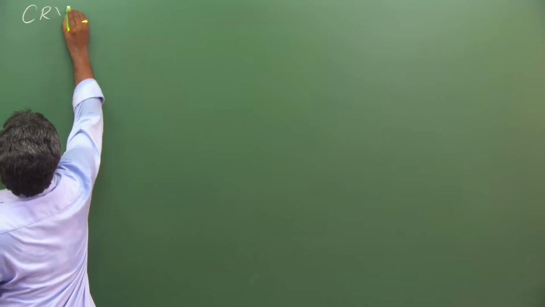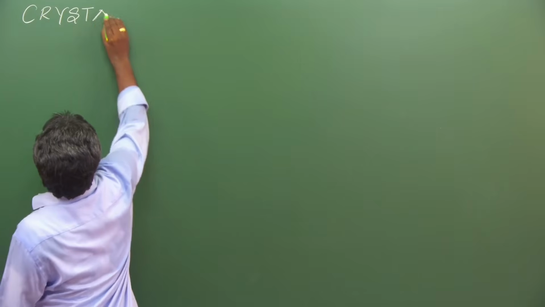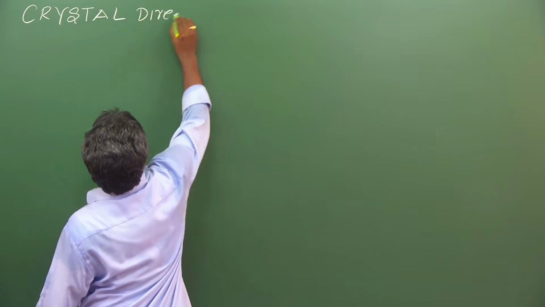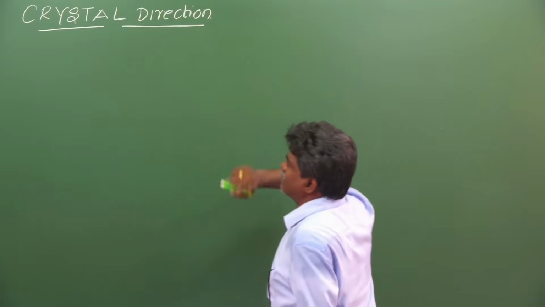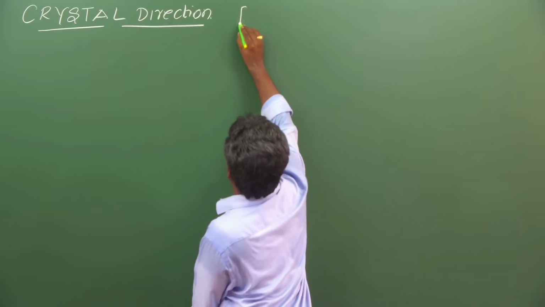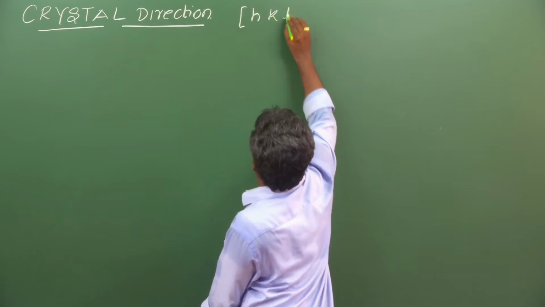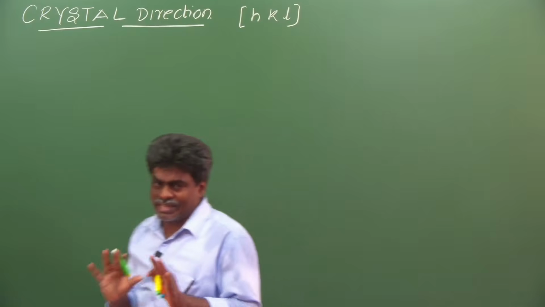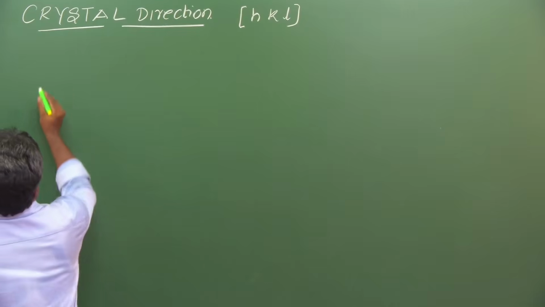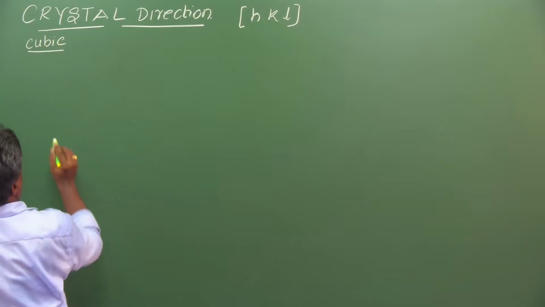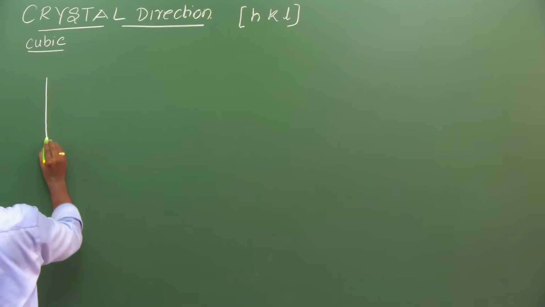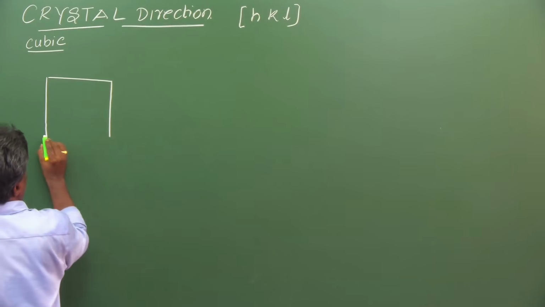Right, ready. So the next one, listen, very important: crystal directions. Just a few minutes back I have given the Miller indices notation you understand, and the crystal direction notation, that is a square bracket H, K, L. What is a crystal direction? Let us see. Now I am taking a cubic crystal, to understand clearly, a simple cubic first.